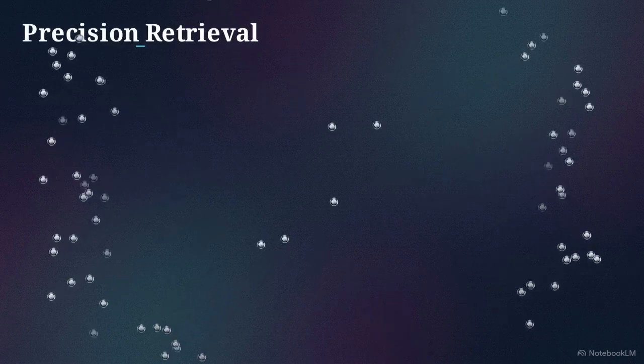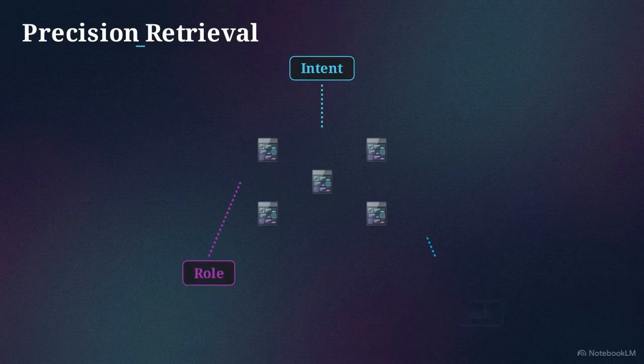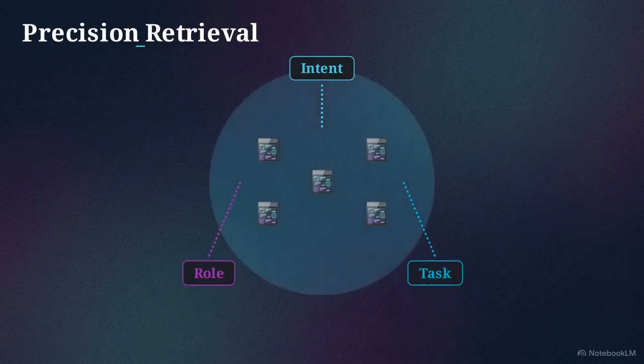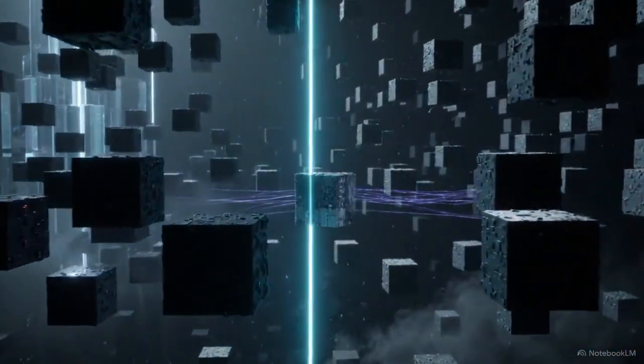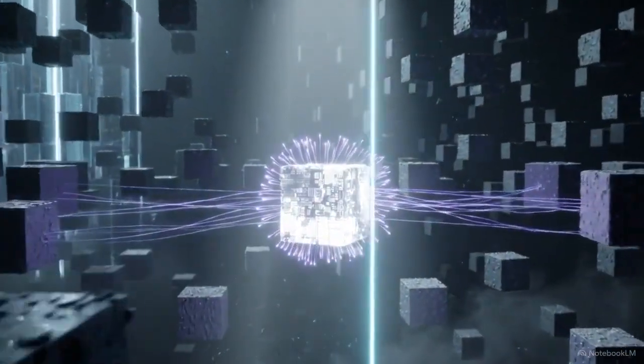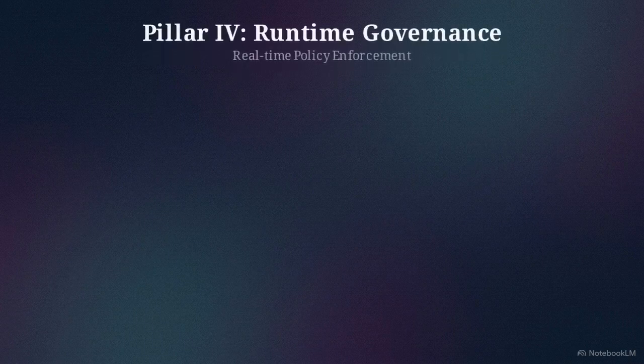As you see here, the system filters out the vast majority of data points, focusing only on the documents that match the user's intent, role, and current task. Precision retrieval acts as a filter, protecting the model's limited focus so it can concentrate on the specific facts required to solve the problem. The fourth pillar is runtime governance.